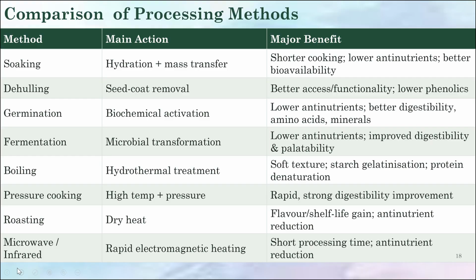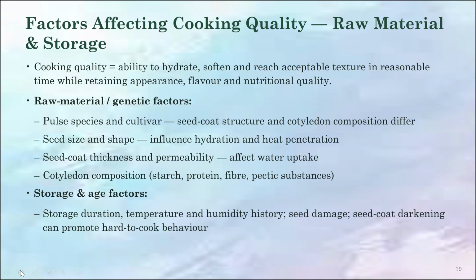In pressure cooking, high temperature and pressure increase the rapid and strong digestibility improvement. In roasting, that is dry heat, the flavor and shelf life are increased and the anti-nutrients are reduced. In microwave and infrared, the rapid electromagnetic heating reduces the processing time and the anti-nutrients are reduced. So, factors affecting the cooking quality.